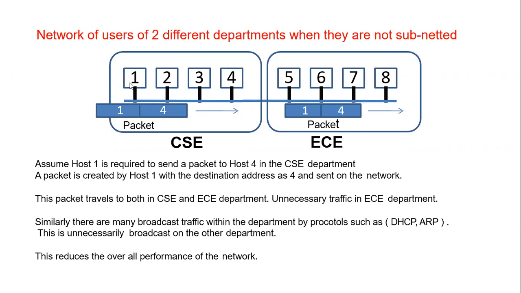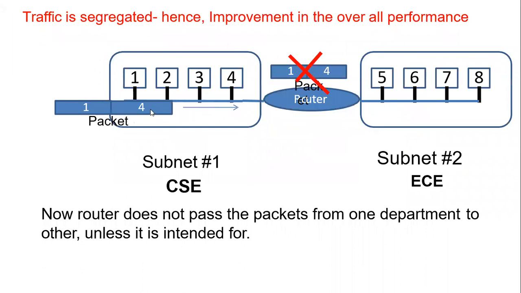Instead, if we had a group like this, only for 4 hosts in a subnet, this packet will only go to those 4 hosts. So it won't go to the other 4 hosts in the EC department. If we create a separate network, it will send the packet only to that particular network, and you can avoid the unnecessary movement of packets to the other PCs. So you can avoid much more traffic with subnet creation.